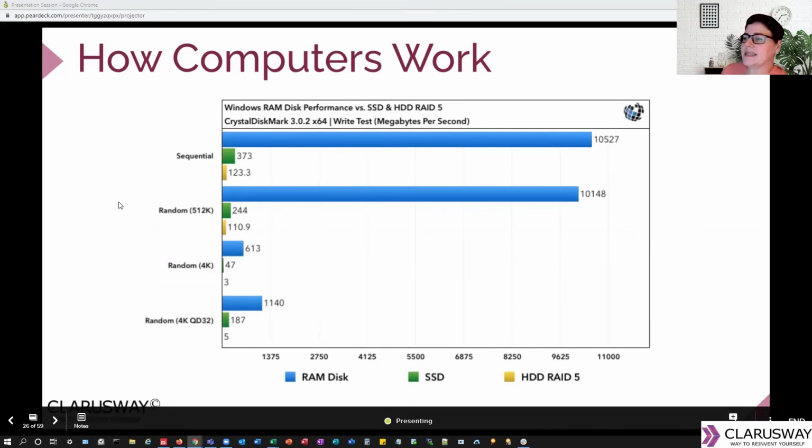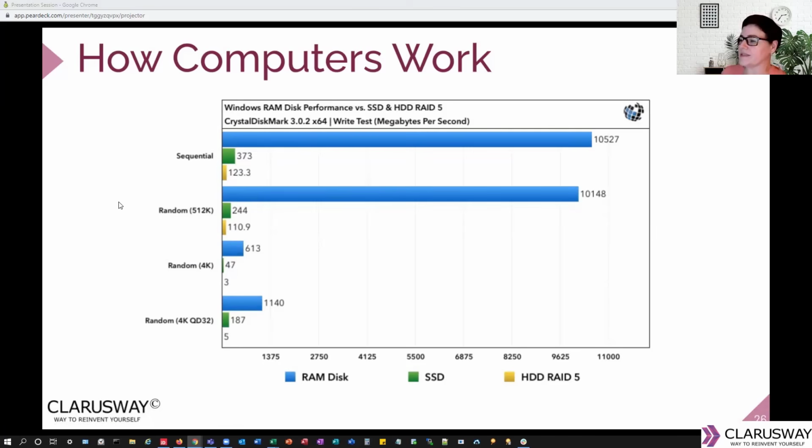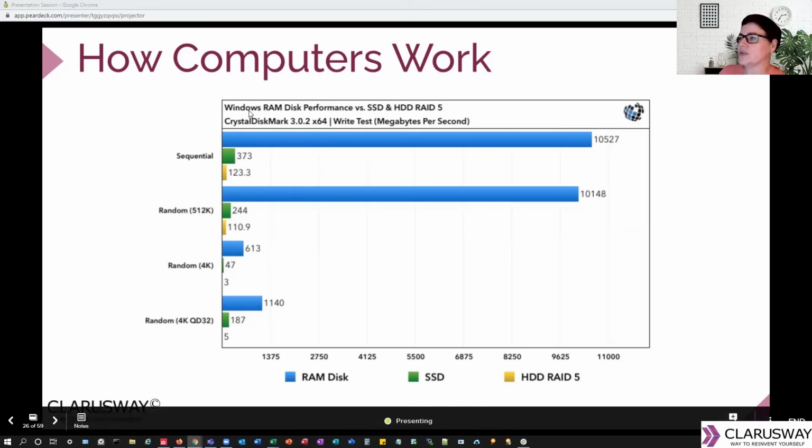When we look at the effectiveness of RAM versus these other drives, you can see that in terms of performance versus solid state drive or HDD, even the NVMe, the processor can retrieve data from RAM so much faster than it's able to retrieve data from a solid state drive or a hard disk drive.